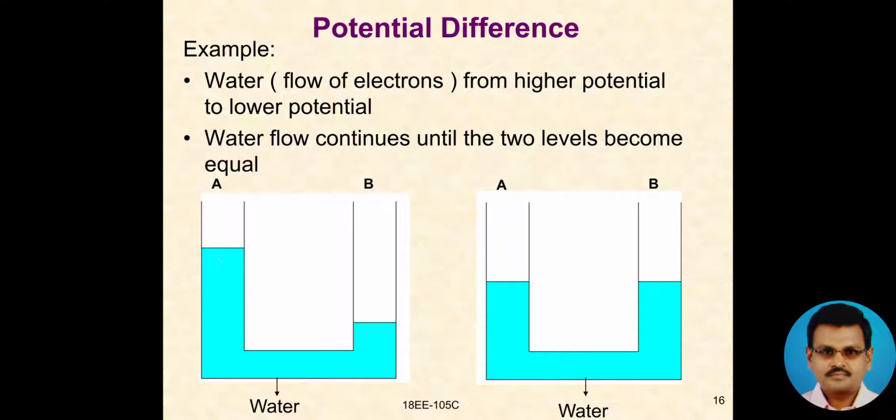When these two, A and B, are connected through a pipe, then what will happen? The water will flow from higher level to lower level, that is from A to B, till these two levels become equal, as shown in the second figure on the right hand side.